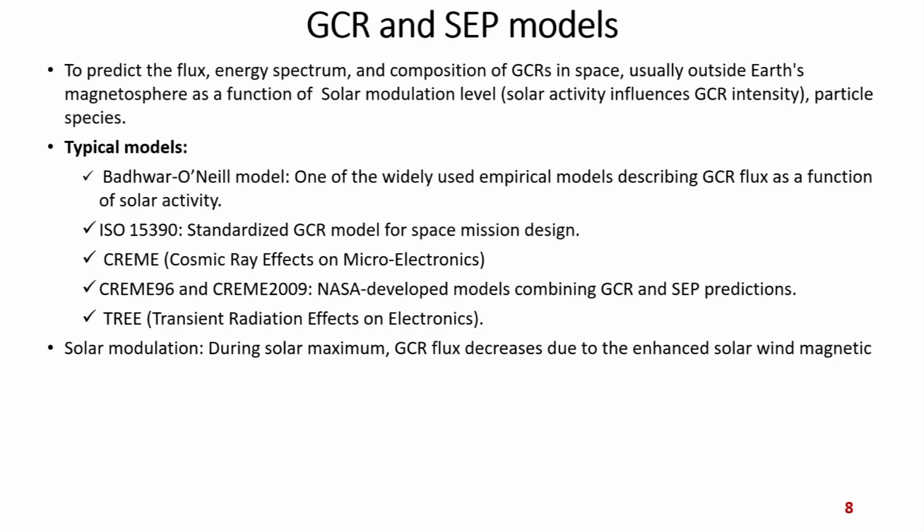As I already said, solar modulation means that during solar maximum the galactic cosmic ray flux decreases because of the enhanced solar wind magnetic field. This we also call the IMF.